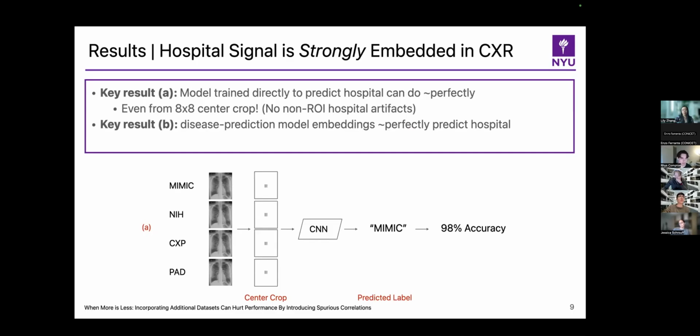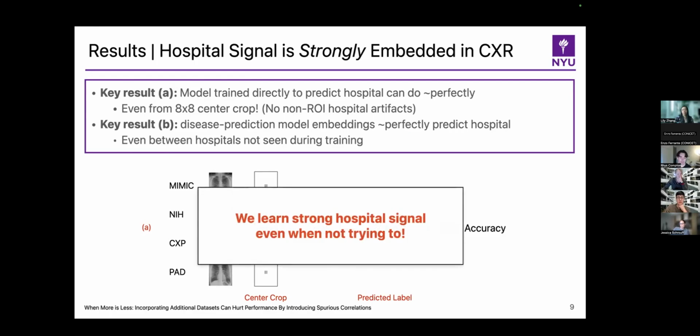And as we found, these model embeddings are also very predictive of hospital, even between hospitals that are not seen during training. So not only can you obviously train a model to predict hospital, if you're trying to learn disease, the model in this case is still learning hospital-related signals. So we learn the strong hospital signal even when we're not trying to.